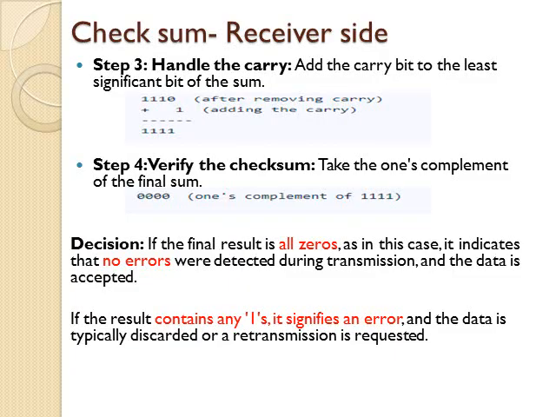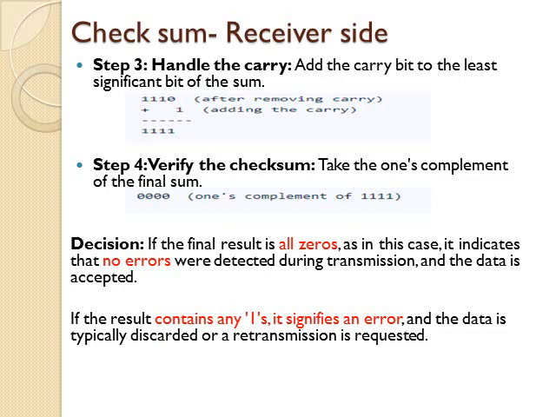And step 3, we have to handle the carry. So at last we had 1, so that is the carry that is added. So we get 1111. Then we have to get the checksum. To get the checksum we have to complement this sum. The 1's complement of 1111 is 0000.